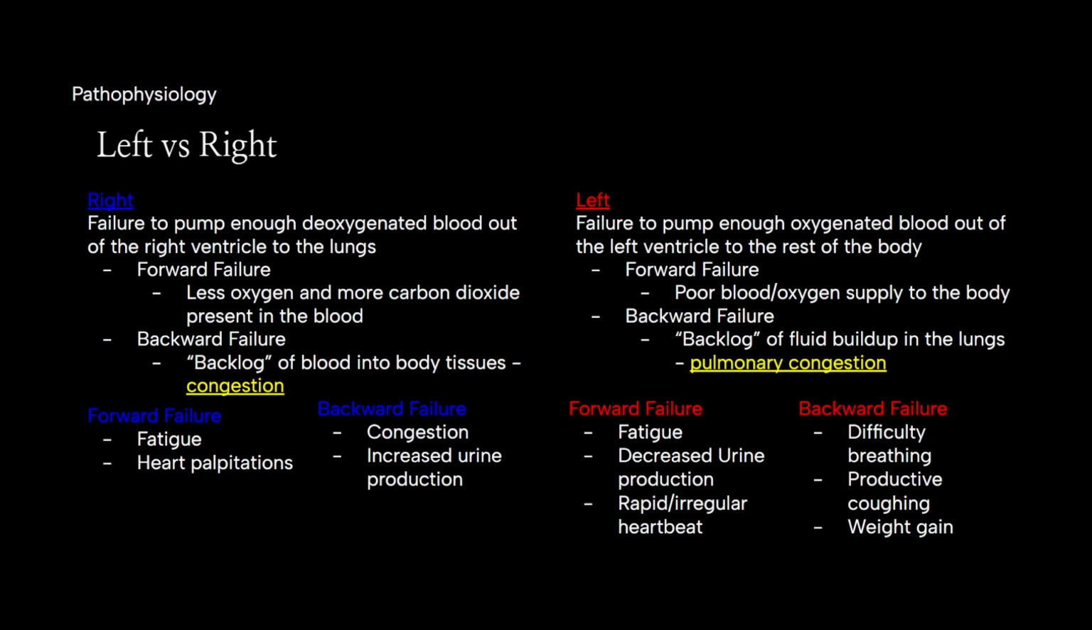On left-sided failure, this is a failure to pump enough oxygenated blood out of the left ventricle to the rest of the body, resulting in poor blood supply and oxygen supply to the rest of the body. So forward failure, in this case, is going to look like poor oxygen supply. How that would present would be obviously fatigue, because you're not getting enough oxygen to body tissues. You're going to have decreased urine production, and you're going to have a rapid or an irregular heartbeat.